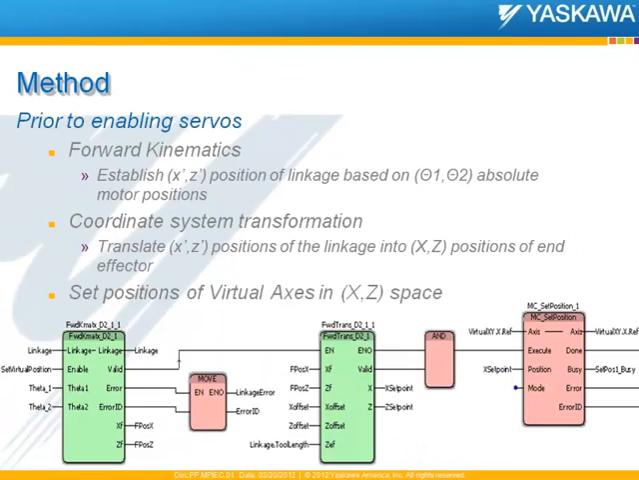So once we know that, then our method tells us we need to run some forward kinematics equations, with the goal of establishing this XZ position of the end of the linkage based on where the motors currently are, theta 1 and theta 2. And once we do that, we have to go through a coordinate system transformation, so that we take those mechanism space positions and translate them into our Cartesian space positions. And then we define the position of those axes. We use that with a regular MC set position.